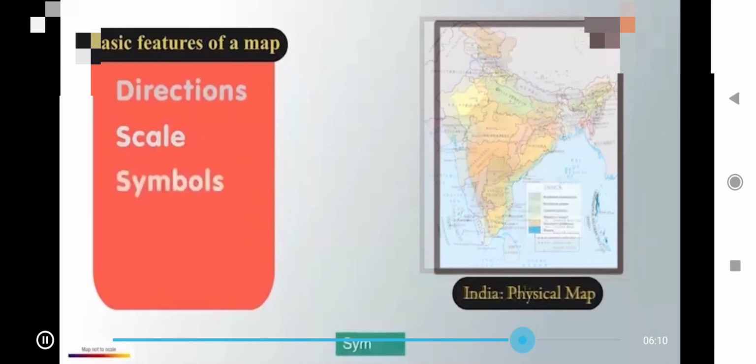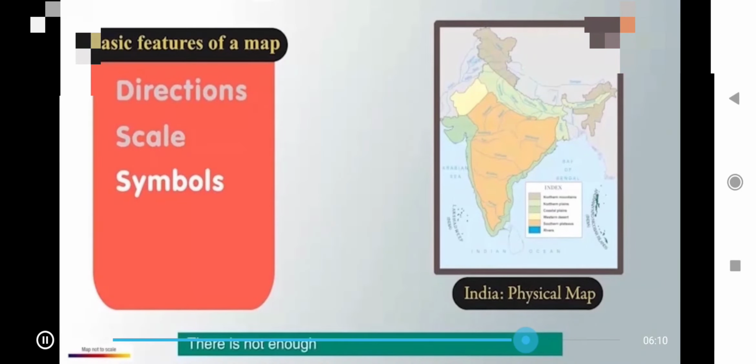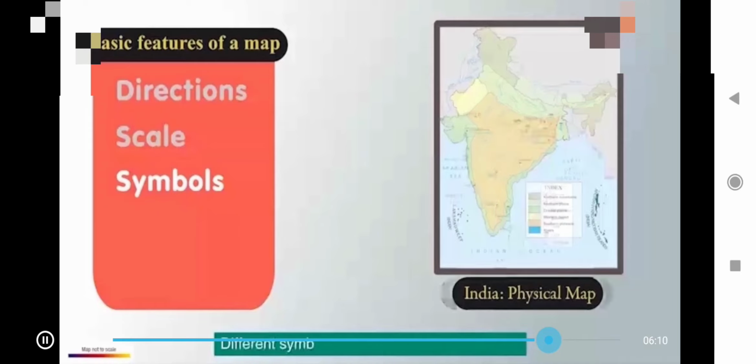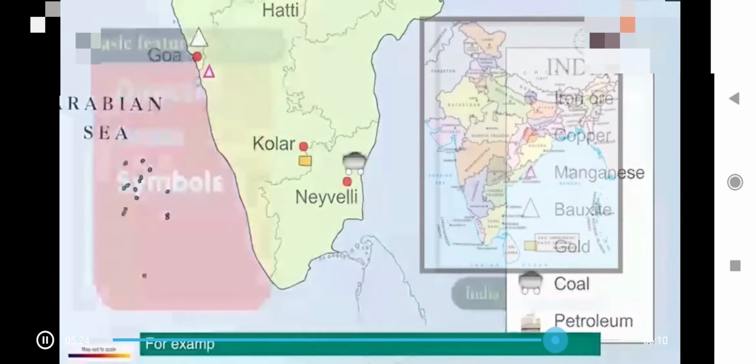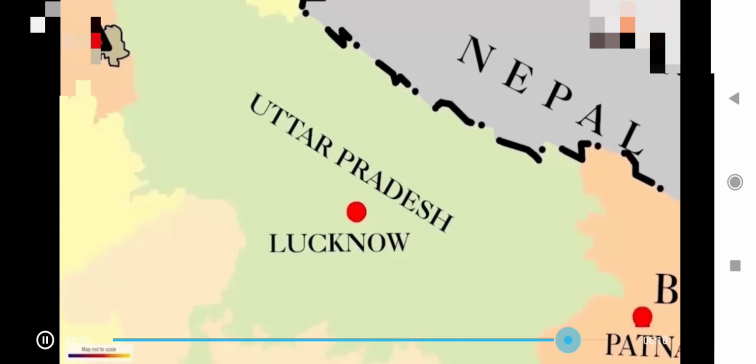Symbols. There is not enough space on a map to show mountains, rivers, lakes, bridges, dams, temples, churches, and railway tracks. However, a map without this information would not be useful. Different symbols are therefore used on a map to give us this information. For example, the land boundary of a country is shown by thick dash and dots in black. A city is marked by a small circle.